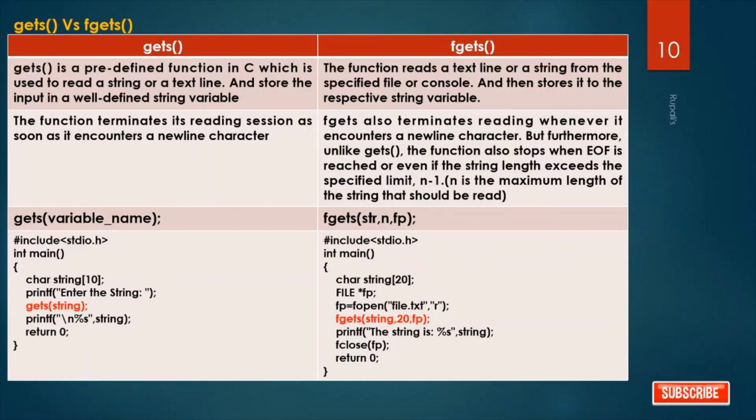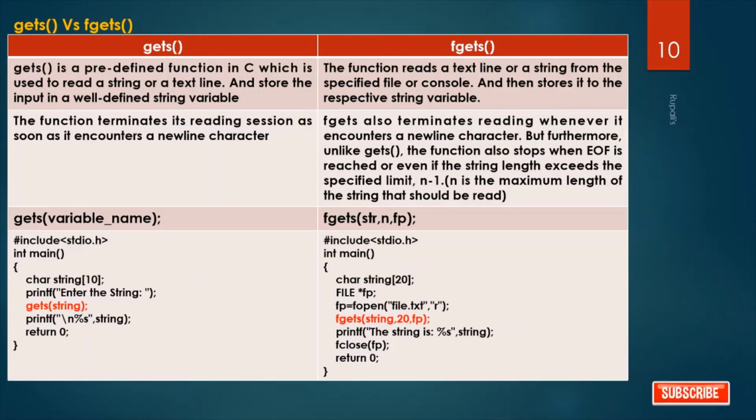In case of gets, the function terminates its reading session as soon as it encounters a new line character. Here also fgets terminates the reading session whenever it encounters a new line character. But furthermore, unlike gets, the function also stops when EOF is reached, or even if the string length exceeds the specified limit, that is n-1. So, what is n? n is the maximum length of the string that should be read.